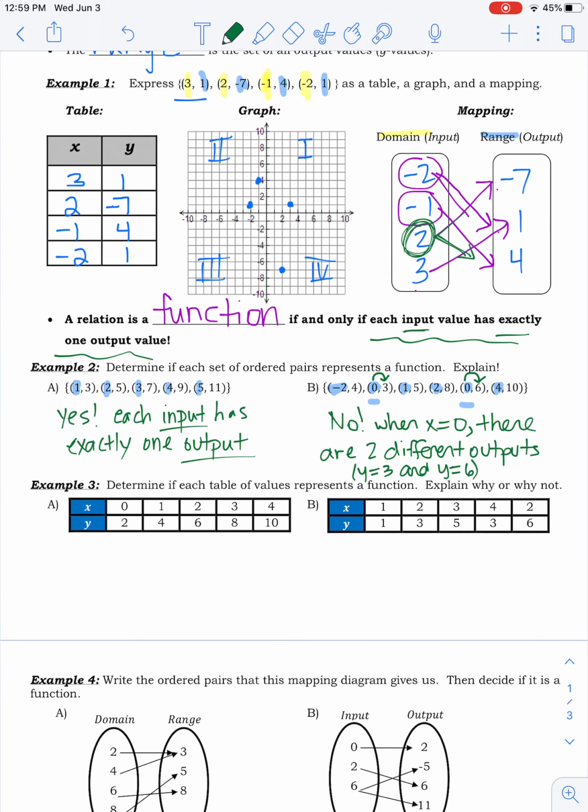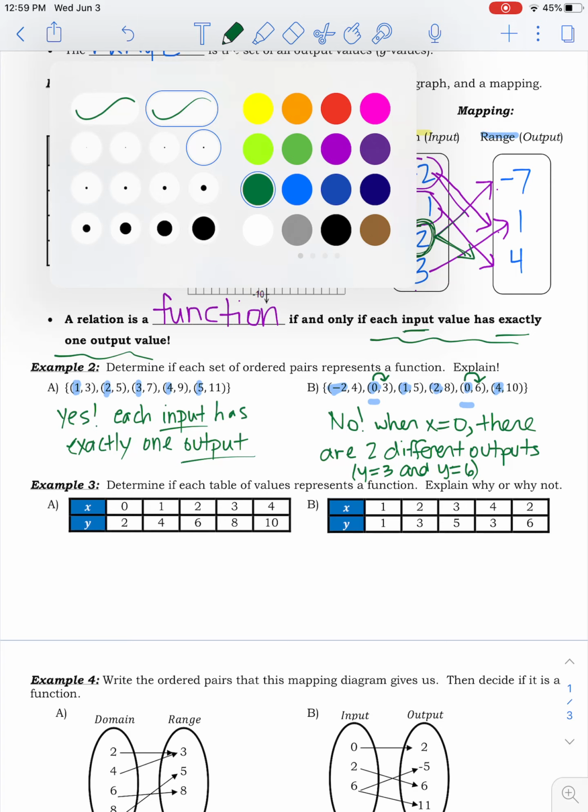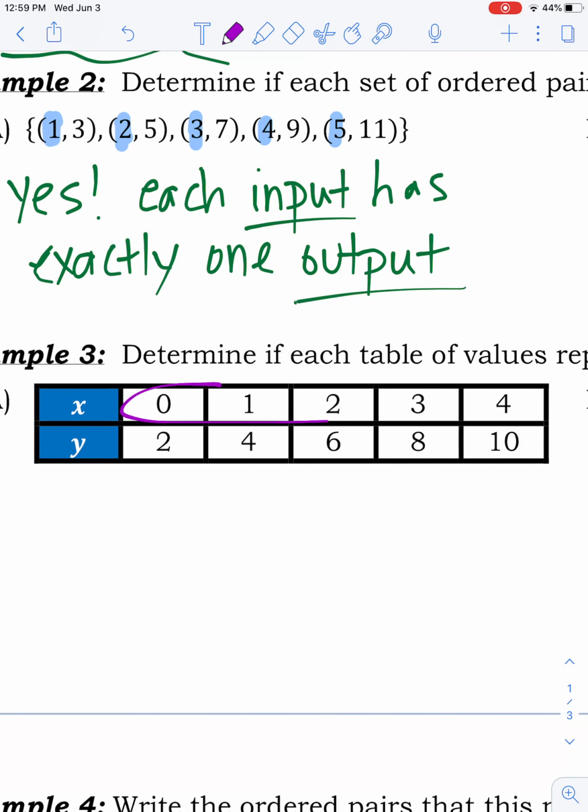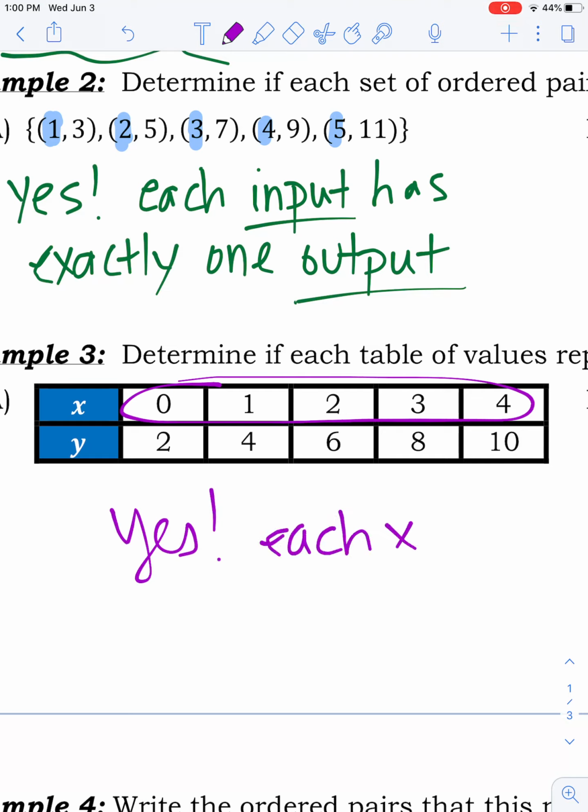All right, we're doing the same thing on example 3, except that now we're looking at a table instead of a set of ordered pairs. You can use the same trick. Look at all your x values. Are any of them repeated? No. So yes, this is a function. It asks to explain, so I'm just going to write each x has exactly one y.